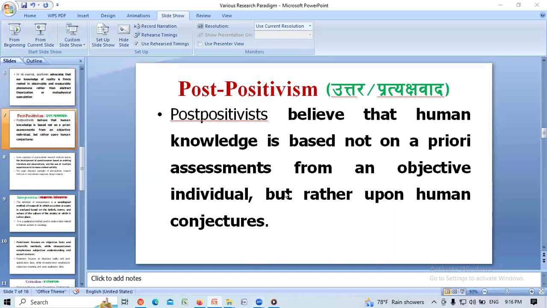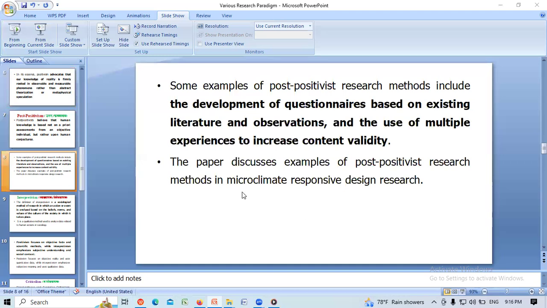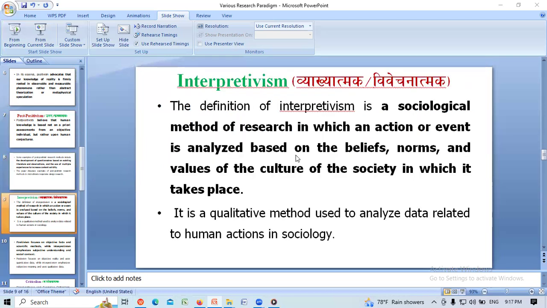Post-positivism believes that human knowledge is not based on a priori assessment from an objective individual, but rather upon human conjectures. Some examples of post-positivist research methods include the development of questionnaires based on existing literature and observation, and the use of multiple experts to increase content validity. Another post-positivism method is responsive design research.